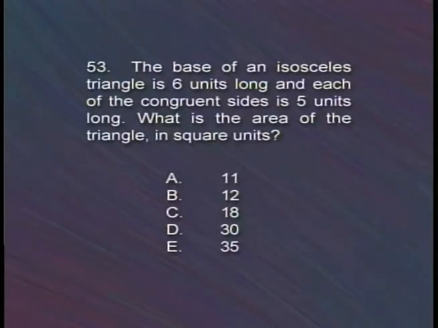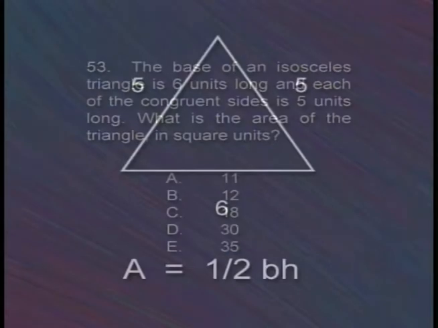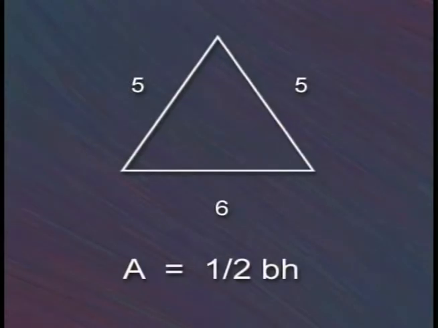Problem 53. The base of an isosceles triangle is 6 units long, and each of the congruent sides is 5 units long. What is the area of the triangle in square units? Let's draw this isosceles triangle. The base is 6, and each of the two congruent sides is 5 units long. The formula for the area of a triangle is 1/2 base times height.